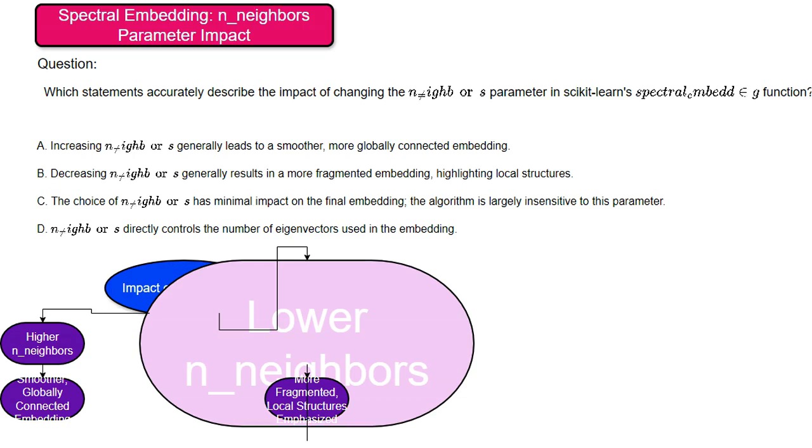Now, let's connect each data point to only a few of its closest neighbors. This leads to a sparser graph, where the data points are more isolated from each other. The resulting embedding will highlight local structures. Clusters of closely related data points will be emphasized while overall global structure may suffer. It may even become fragmented.